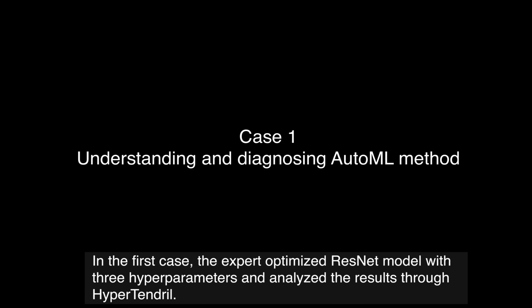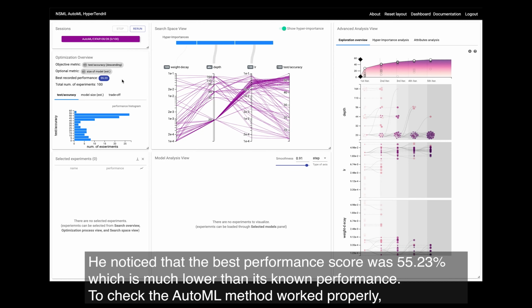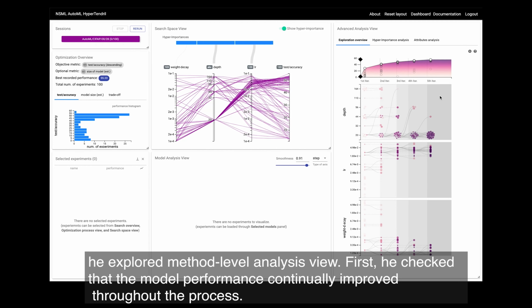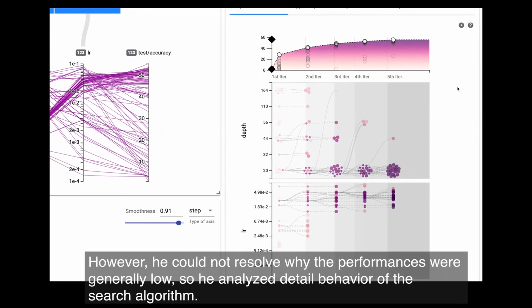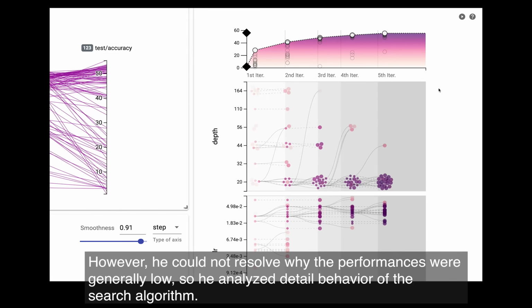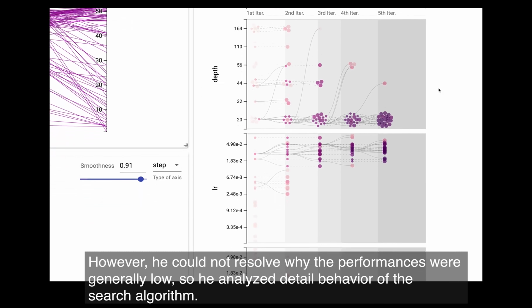In the first case, the expert optimized a RayNet model with 3 hyperparameters and analyzed the results through HyperTendril. He noticed that the best performance scored much lower than its known performance. To check that the AutoML method worked properly, he explored the method-level analysis view. First, he checked that the model performance continually improved throughout the process. However, he could not resolve why the performances were generally low, so he analyzed the detailed behavior of the search algorithm.